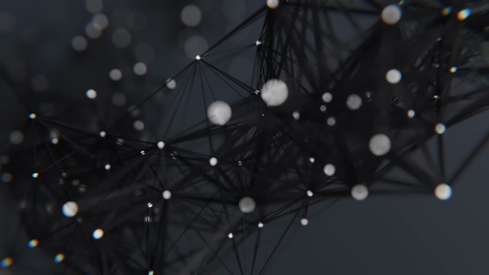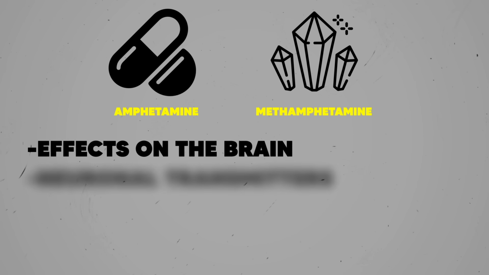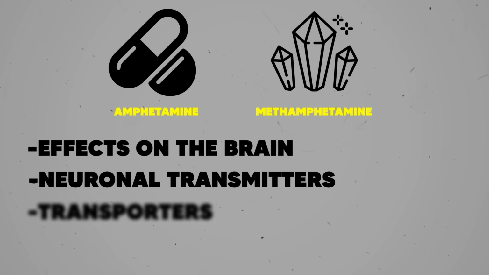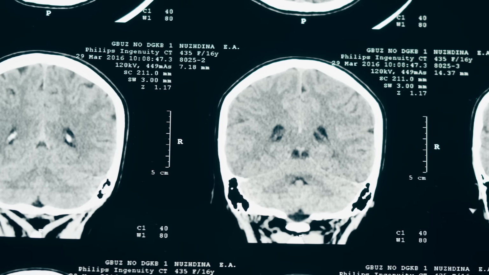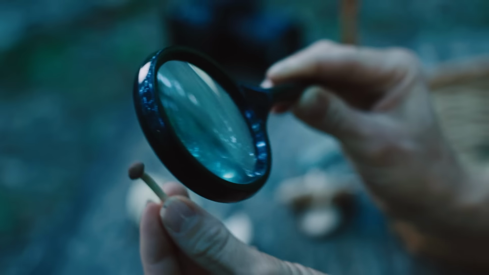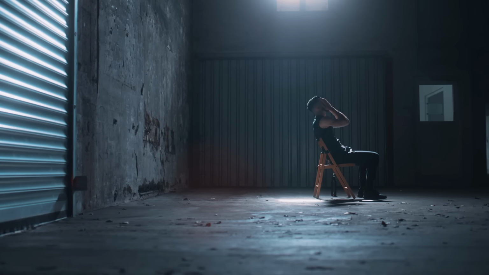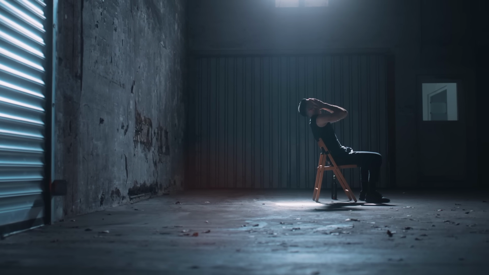So to recap, we can see that amphetamine and methamphetamine are far from being just simple substances. They have significant effects on the brain, the specific neurotransmitters, the transporter parts of the brain, and this can have a significant impact overall on brain function. Understanding these nuances is crucial for clinical professionals, but also for individuals that are using these substances.